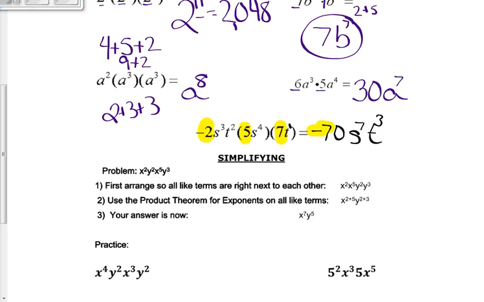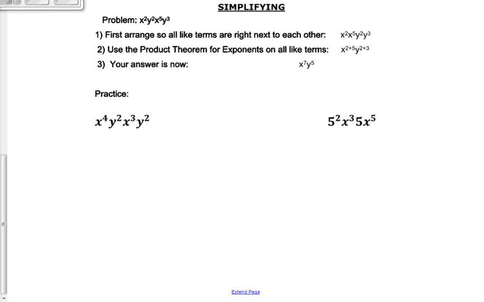All right, now the next step looks very similar to this. It's simplifying. So our first step with simplifying is we want to arrange them so each letter is next to each other. So we're going to have x to the fourth, x to the third, y to the second, and y to the second. And again, you could have put y first and then x afterwards. It doesn't really matter. Now we're going to apply the same theorem. We're going to add our exponents that have similar bases. So x, 4 plus 3 equals 7. Y, 2 plus 2 is 4.